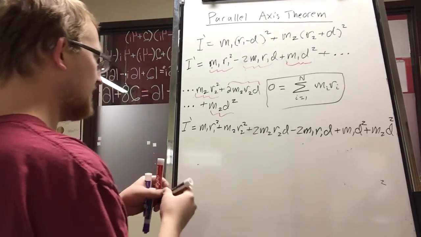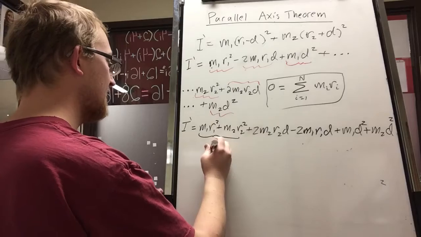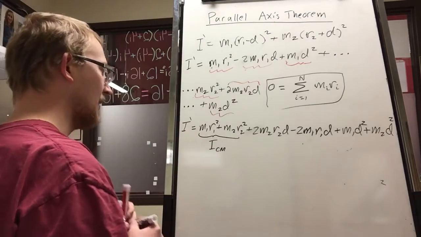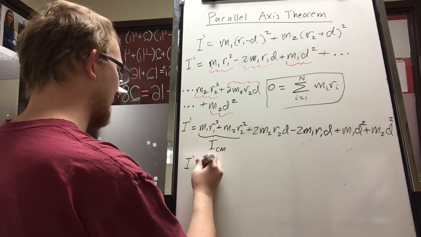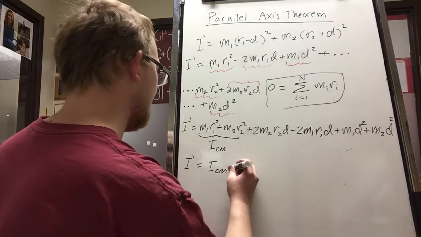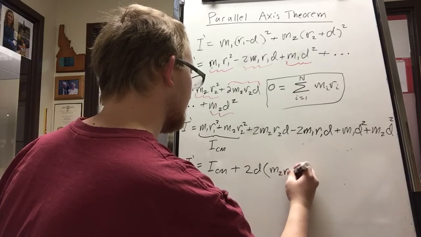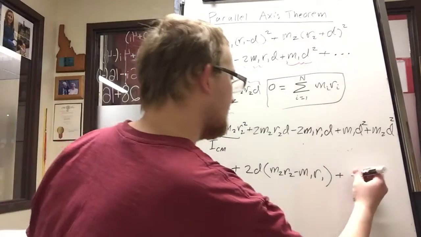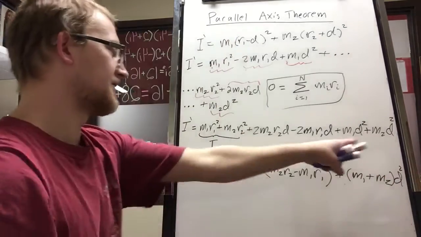So you'll notice that this right here, the m1 r1 squared plus m2 r2 squared, for the two-particle system is actually I center of mass. You remember that drawing we had? We started at that axis and then we wanted to figure out what the moment of inertia about the new axis was. So we can actually write the new axis in terms of the old axis that we knew. Okay, then here what I'm going to do is pull out my 2d, just factor that out, 2d, and leave my m2 r2 minus m1 r1. Then over here, I'm going to pull out my d squared and leave (m1 plus m2) d squared. Yeah, just factor those out.